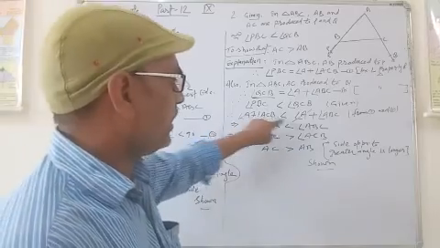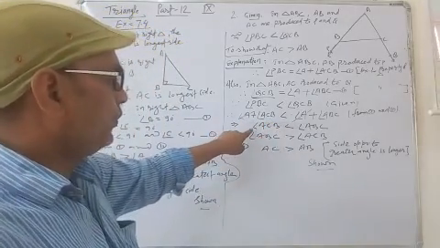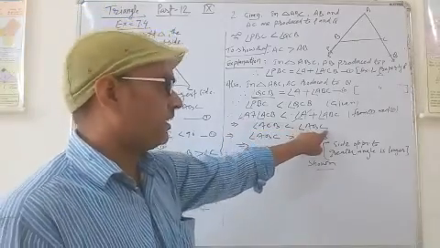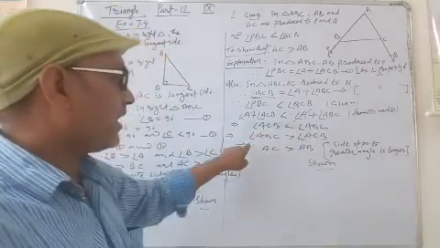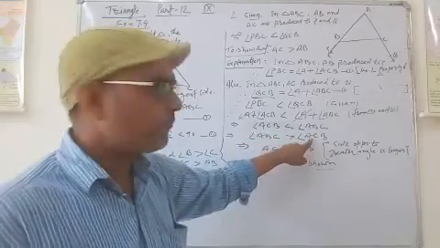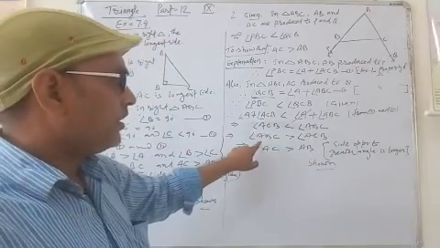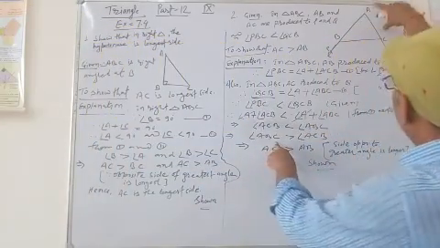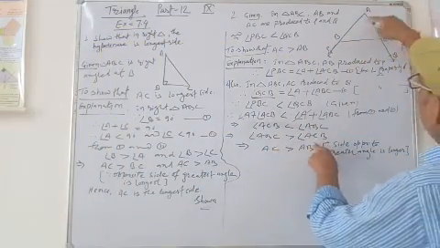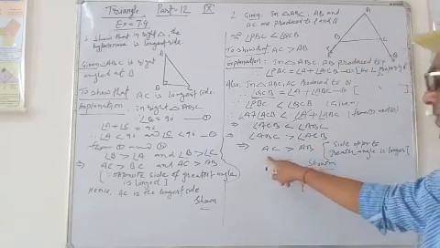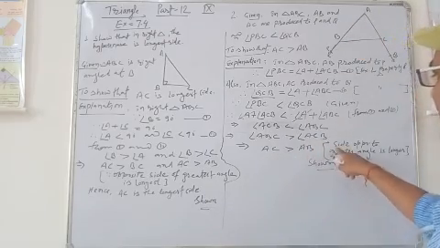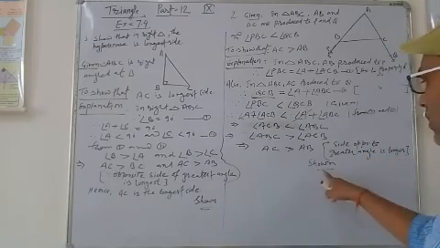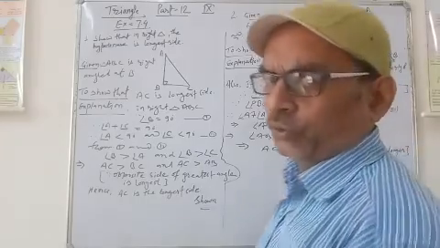Now cancel angle A from both sides. Now we have angle ACB less than angle ABC. We can write it angle ABC is greater than angle ACB, or the opposite side of angle ABC is AC and of angle ACB is AB. So AC is greater than AB. The side opposite to greater angle is longer. So this question is now shown.